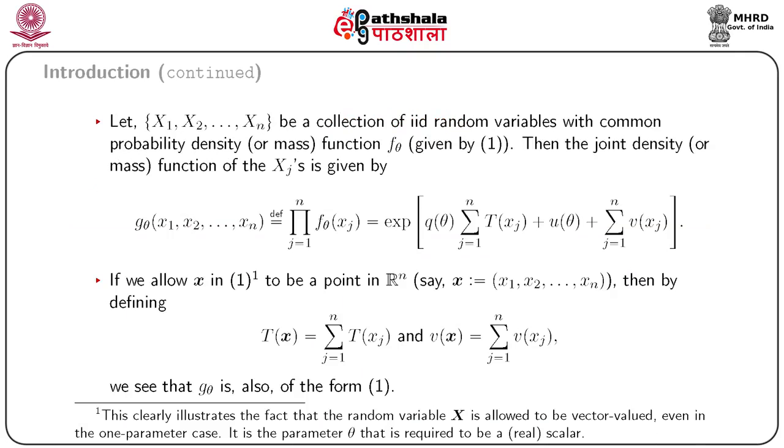If X1, X2 up to Xn are IID with common PMF or PDF f_theta(x), then the joint PMF or PDF of X1, X2 up to Xn is given by g_theta(x1, x2 up to xn) equals product over i from 1 to n f_theta(xi), which equals e to the power q(theta) into summation over i from 1 to n T(xi) plus n into u(theta) plus summation over i from 1 to n v(xi). Hence, g_theta is again a one parameter exponential family.